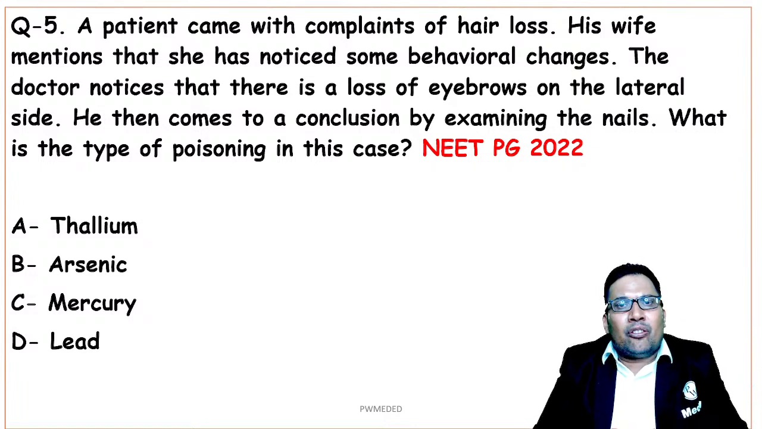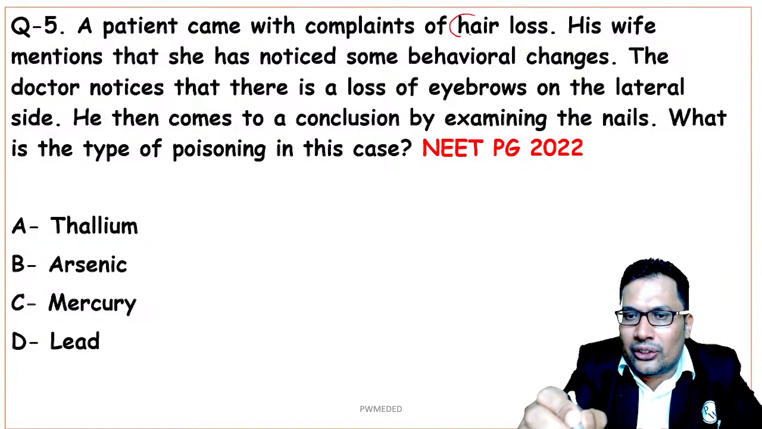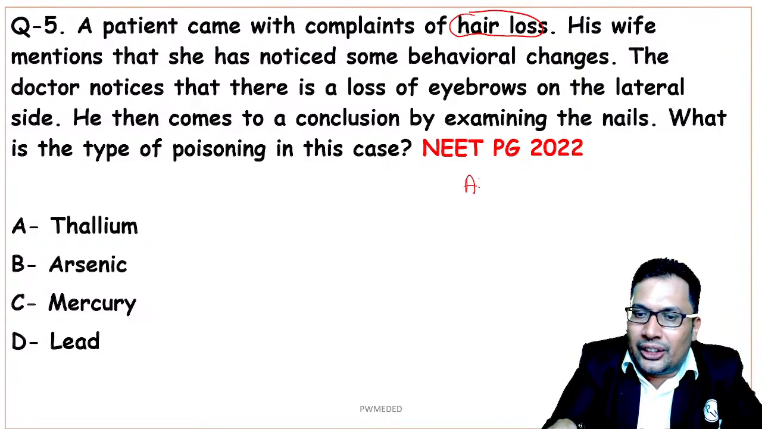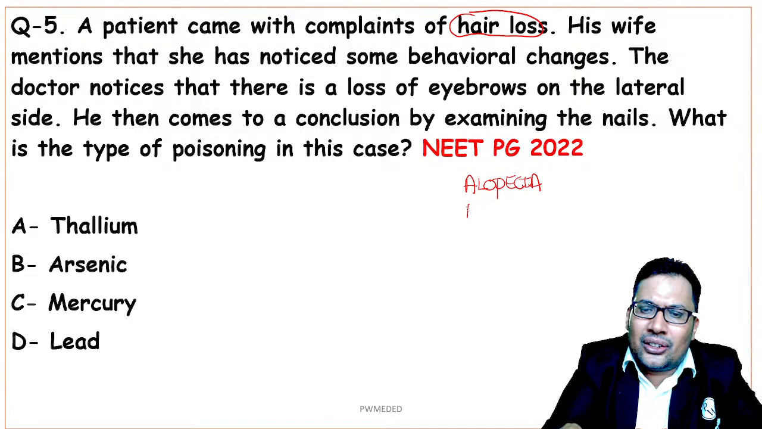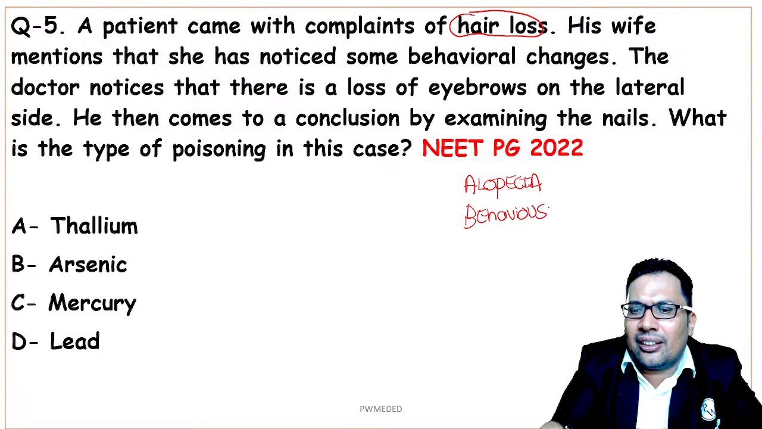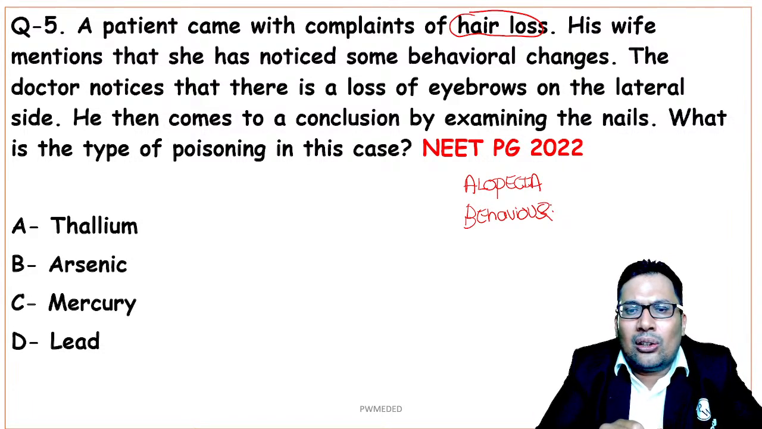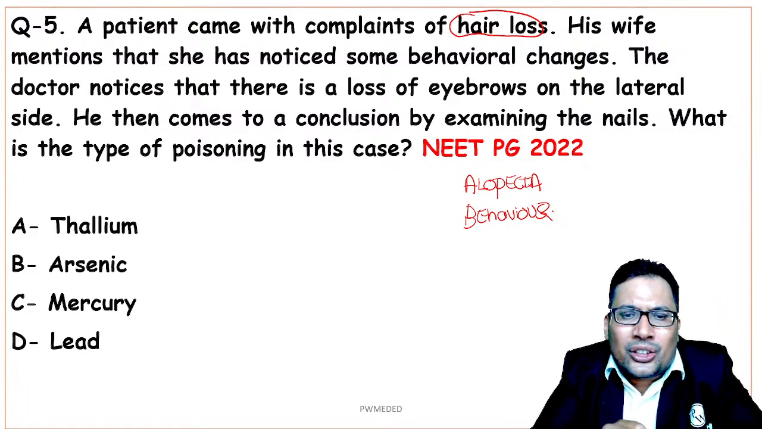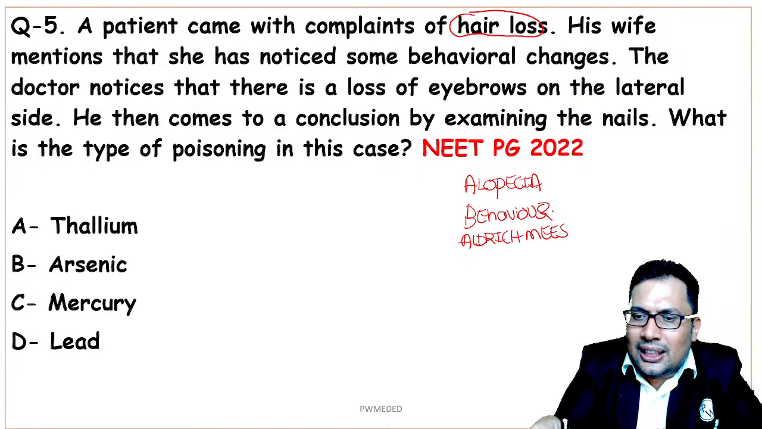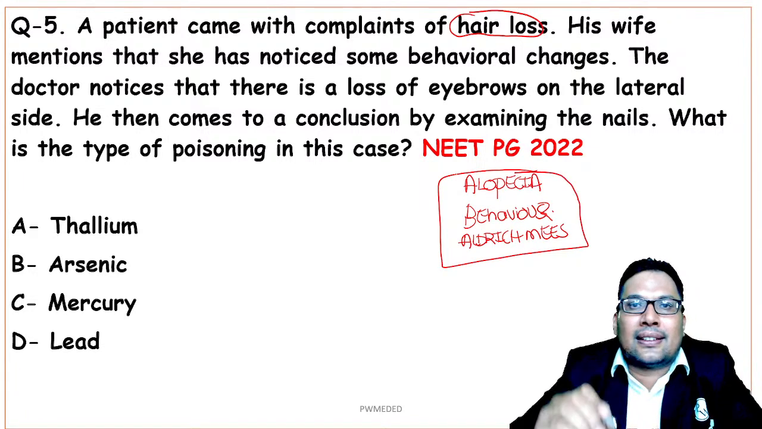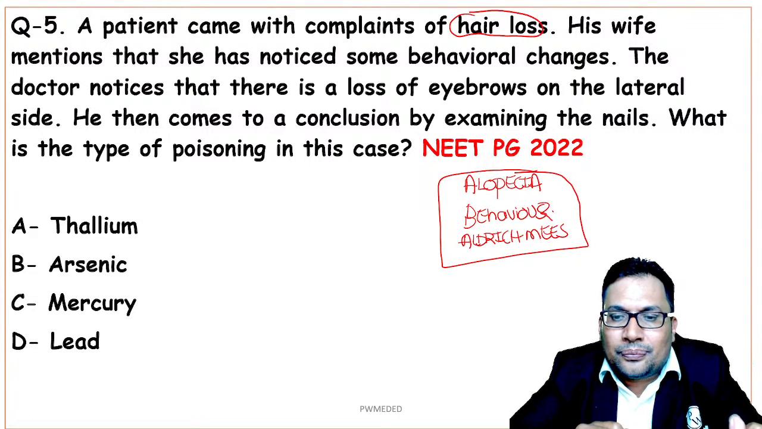Now question number 5. The patient came with complaints of hair loss. So the patient is having alopecia, and also some behavioral changes, behavioral psychiatric changes. Also there is a loss of eyebrow, madarosis, and also there is an Aldrich-Mees line. So this is the question asked in the exam. What is the answer for this?